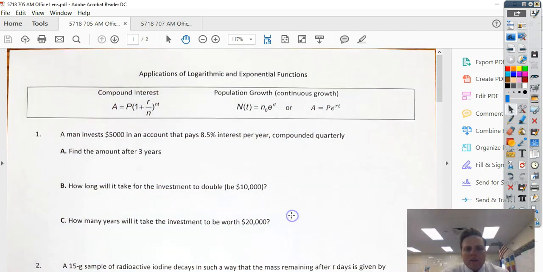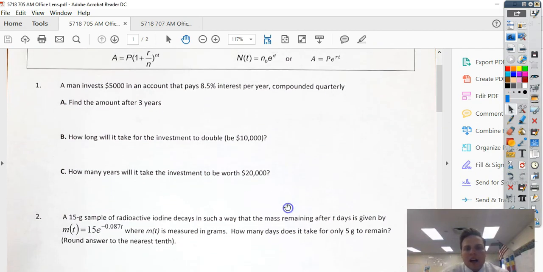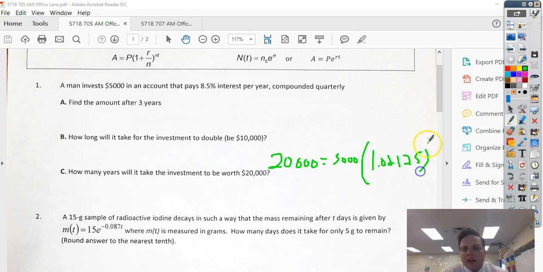So how long will it take for the investment to be worth 20,000? I'm going to solve this one once again through the algebra, but you're more than welcome to use the calculator. So 20,000 is equal to 5,000 times 1.02125 raised to the 4t. This time divide both sides by 5,000. That's going to give me 4, because I have to get the base by itself. That's why I'm dividing by 5,000 first.